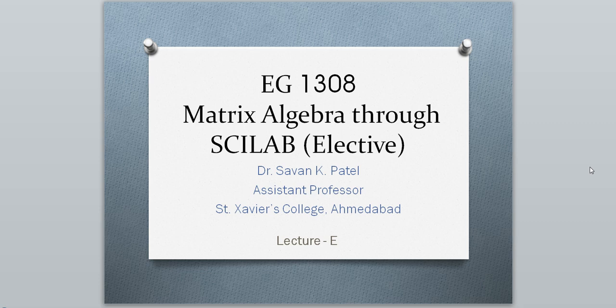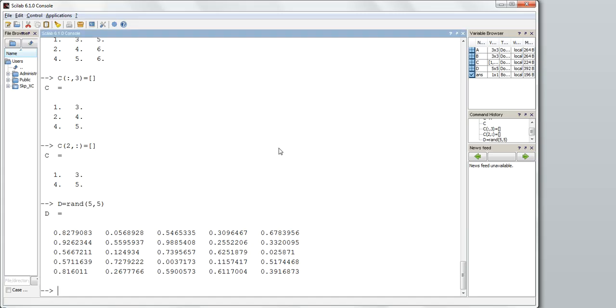In the last lecture, I gave you the exercise to find the command to remove the second and third row in one command of this matrix D. So, second and third row or column, whatever you want to remove. Okay. So, what should be the command?